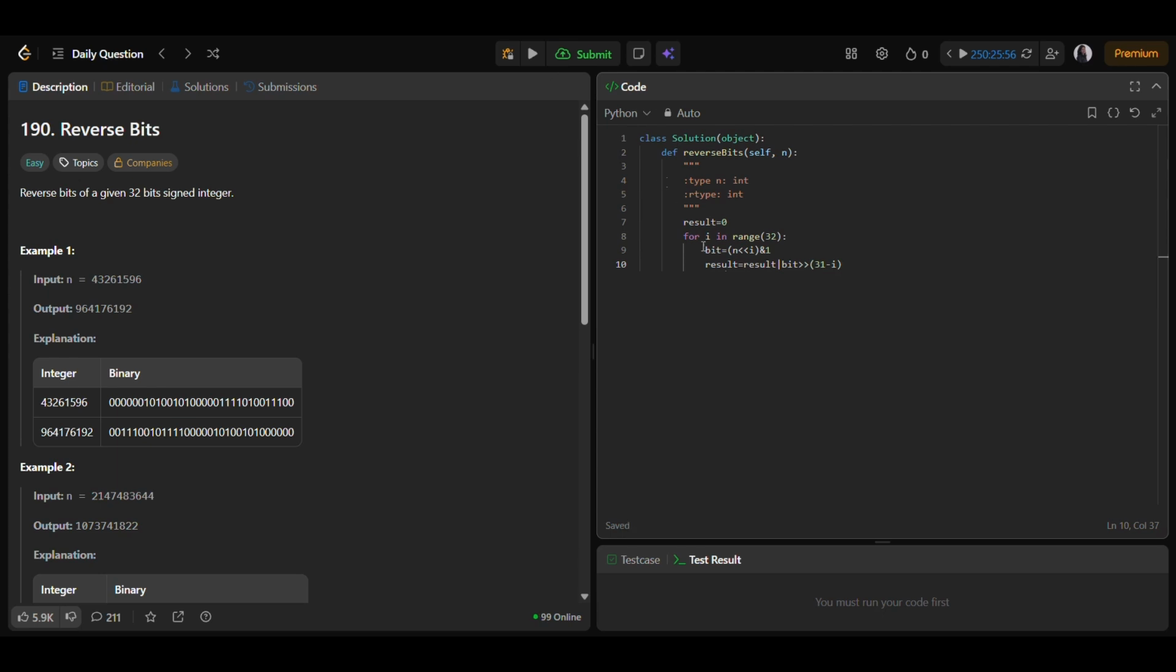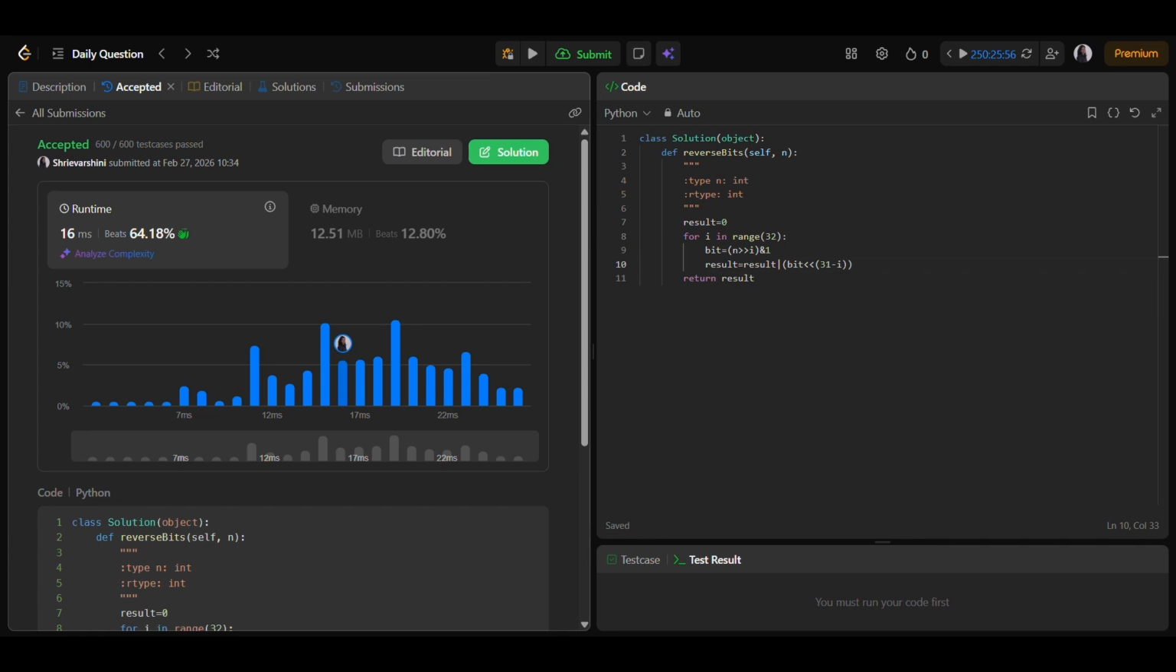Now if you try running this code, it should run in the most optimal time possible. The time and space complexity are both constant because we are only iterating through 32 bits.